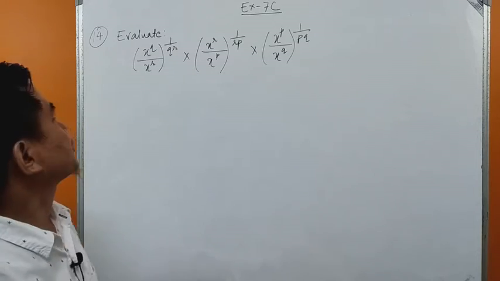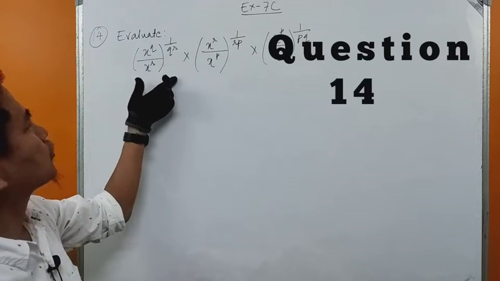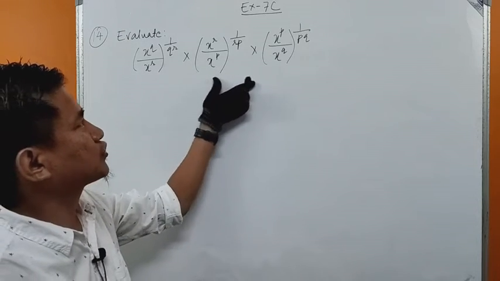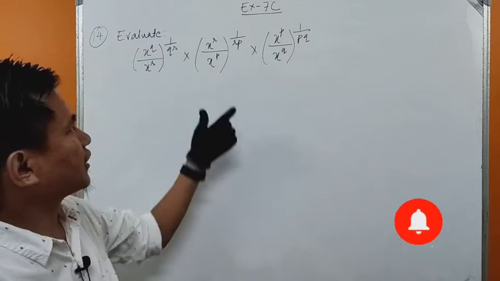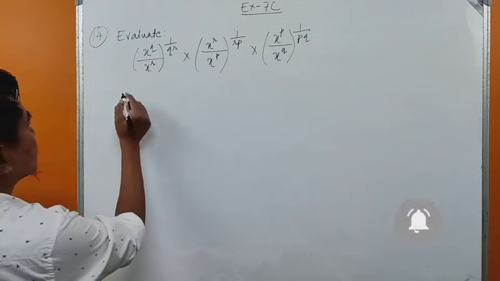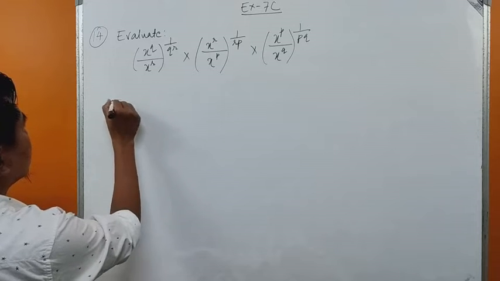Now let's do question number 14. We are asked to evaluate. Evaluate means we are asked to simplify this. We are asked to find the simplest value of this expression. So let's do this.